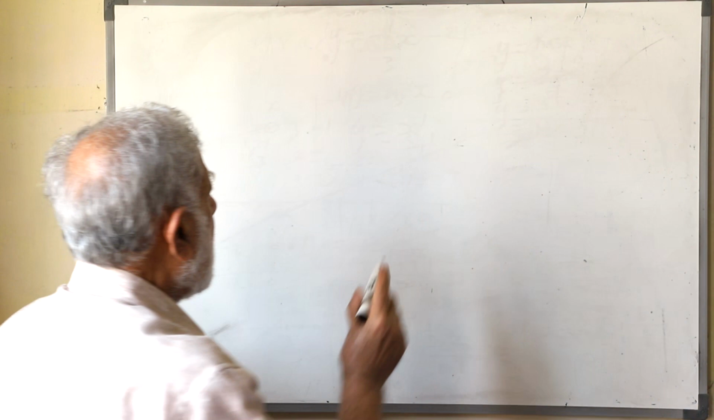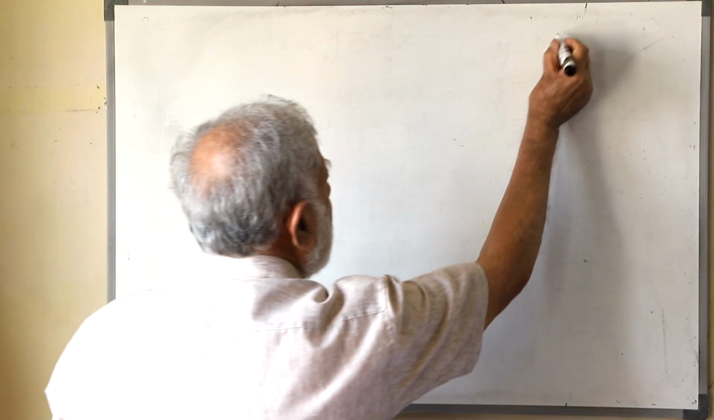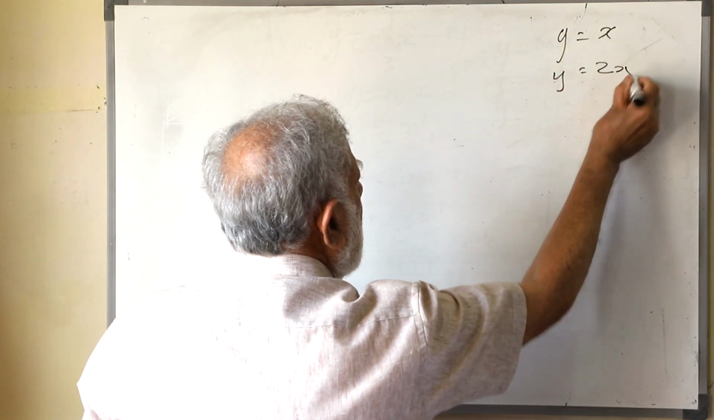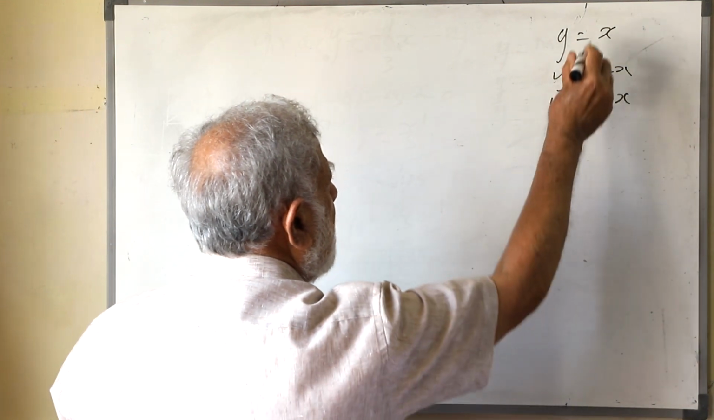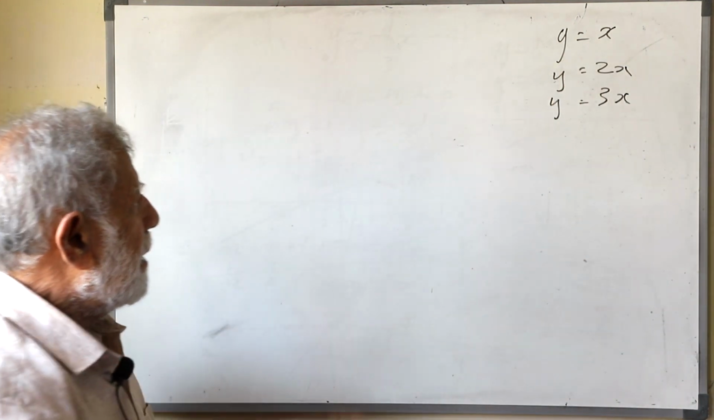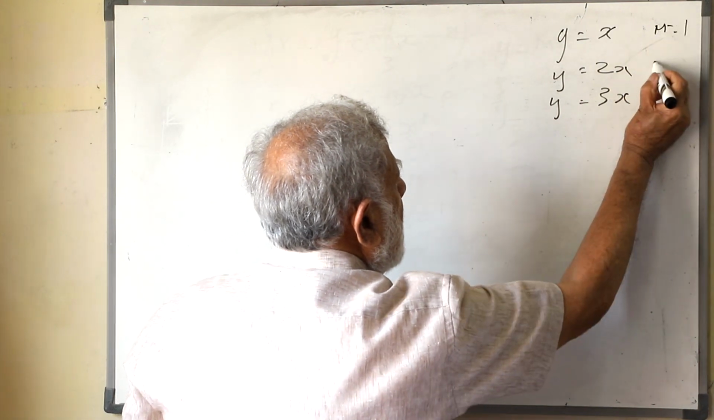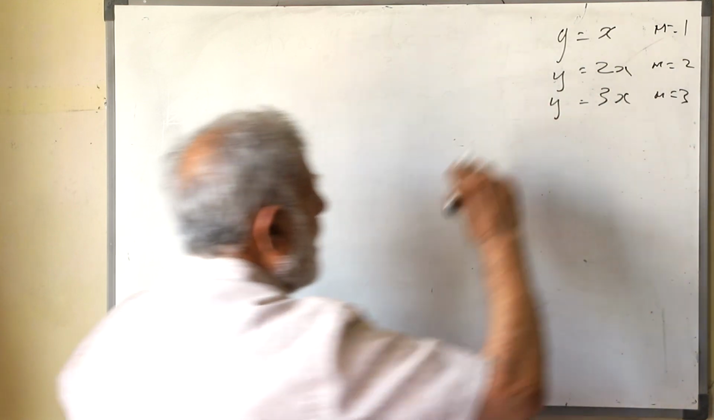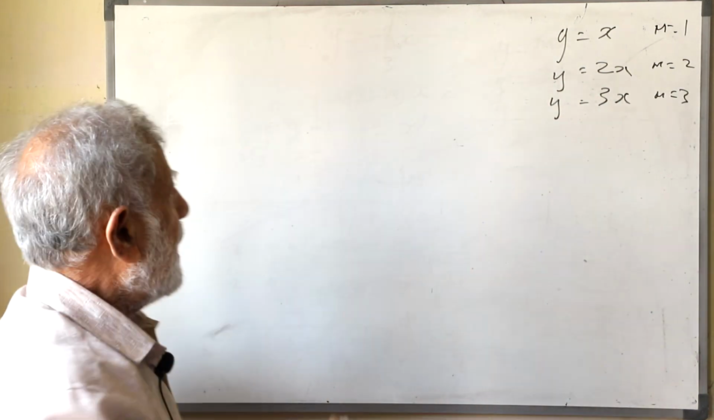Now, negative gradients. Supposing we studied graphs of y is equal to x, y is equal to 2x, y is equal to 3x, like that. Here all the gradients are positive. Here the gradient is 1, m is equal to 1. Here m is equal to 2. m is equal to 3. The gradients are positive. Now we are going to study lines where the gradient is negative.